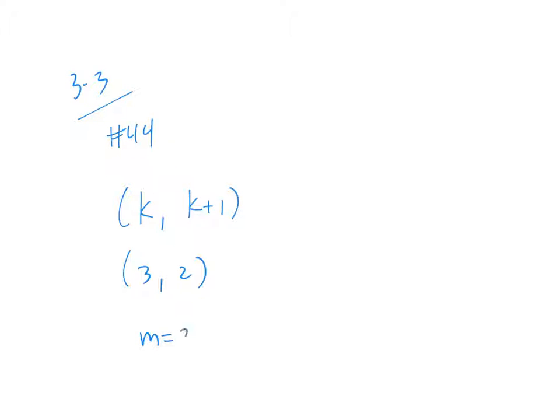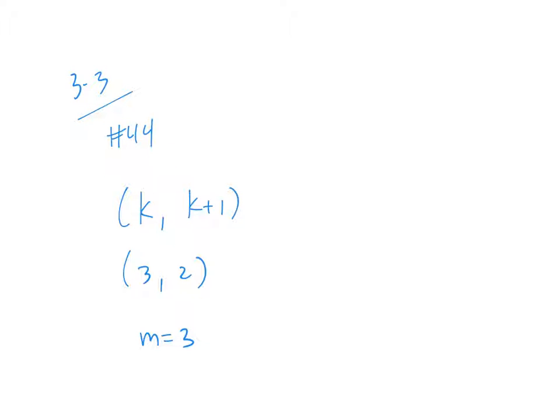Number 44 in section 3-3 says the following. Was it 44 or 43? 44. Find the value of k so that the line through the given points has a slope of m. Oh, this is a nice one. I like this one. So the first point is k, comma k plus 1. The second point is 3, 2. And we're told that the slope is 3.